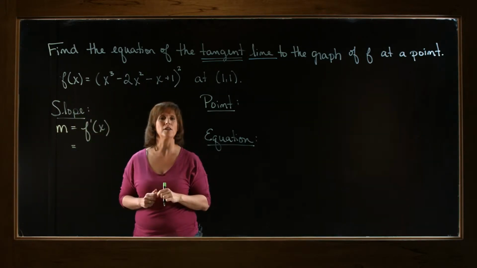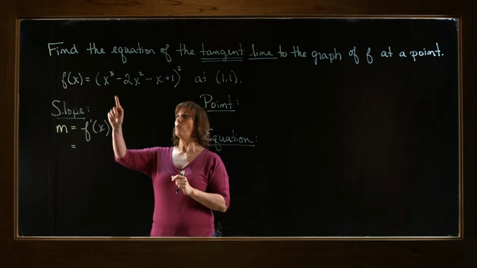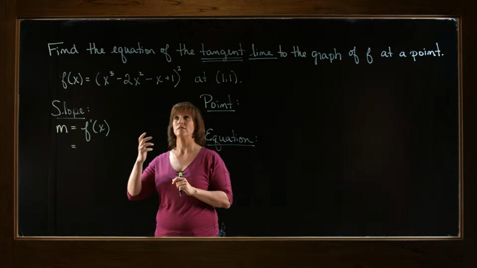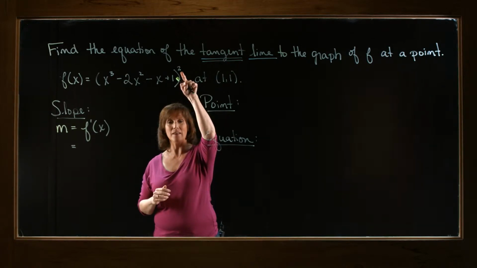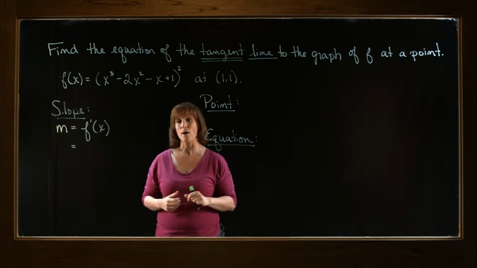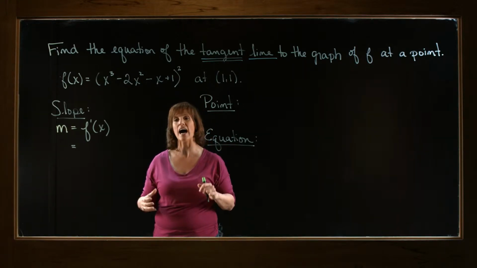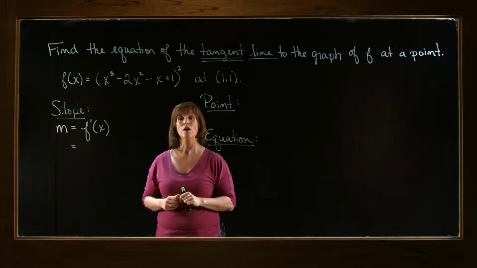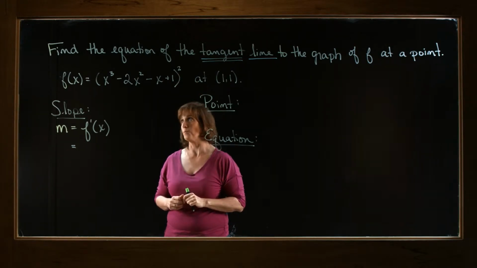Now let's take a look at our function. It's fairly complicated. We've got a cubing function, a squaring function, constant multiples, subtraction, addition, and even a power of 2 at the end. So we need to begin with the outside operation, the one that encompasses the entire function. And in this case, it's that squaring function. So we're going to start with the general power rule.